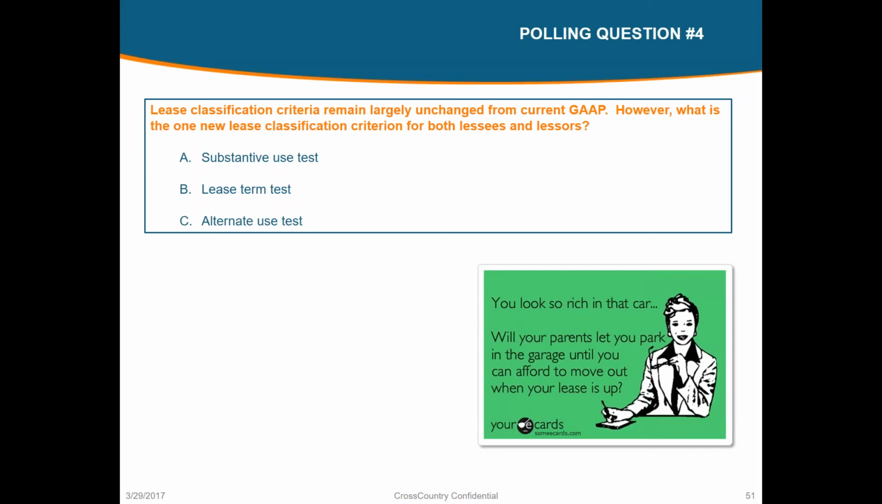Get ready to wrap this up. And the correct answer is C, the alternate use test.